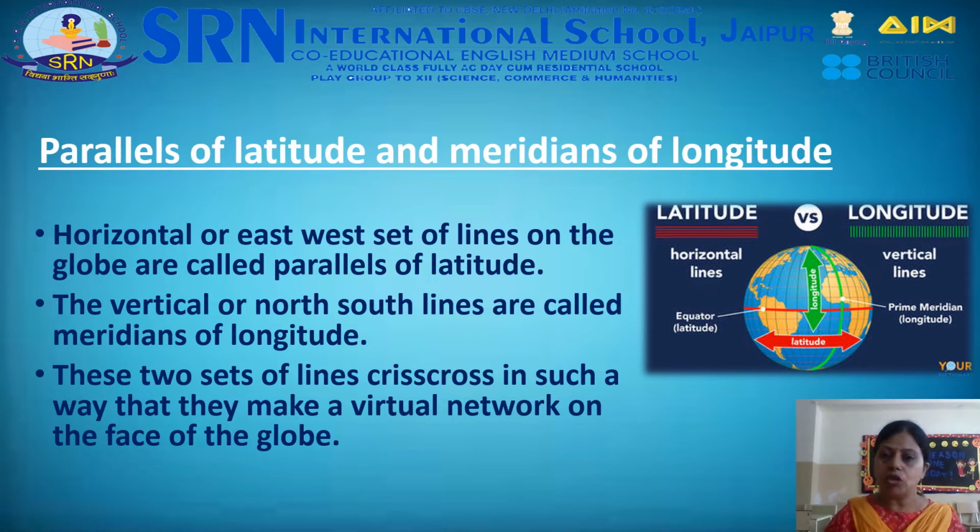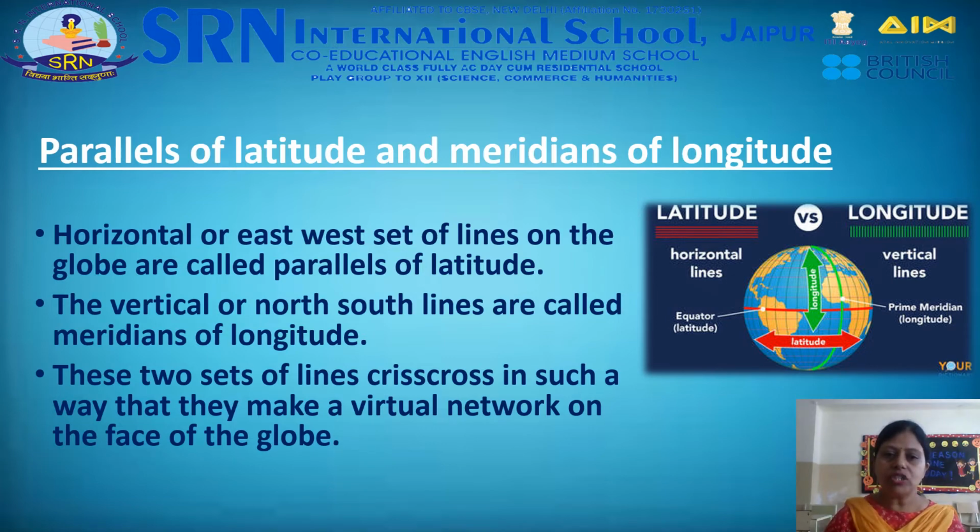If you look at the globe or at the world map, you will notice two sets of lines drawn on them. One set of lines run horizontally or in the east-west direction, while the other set of lines run vertically or in the north-south direction. Horizontal or east-west set of lines on the globe are called parallels of latitude, while the vertical or north-south lines are called meridians of longitude.